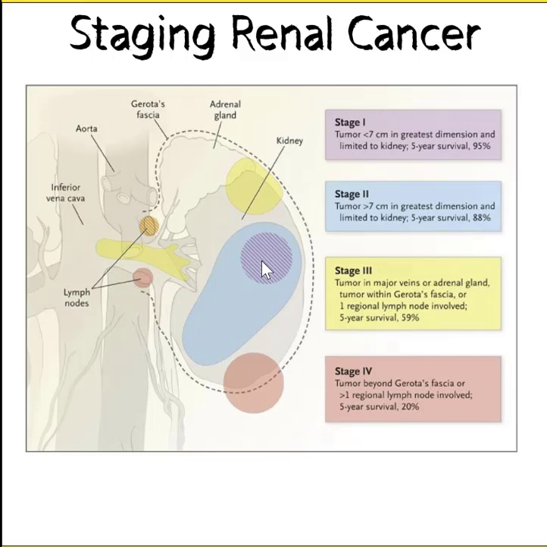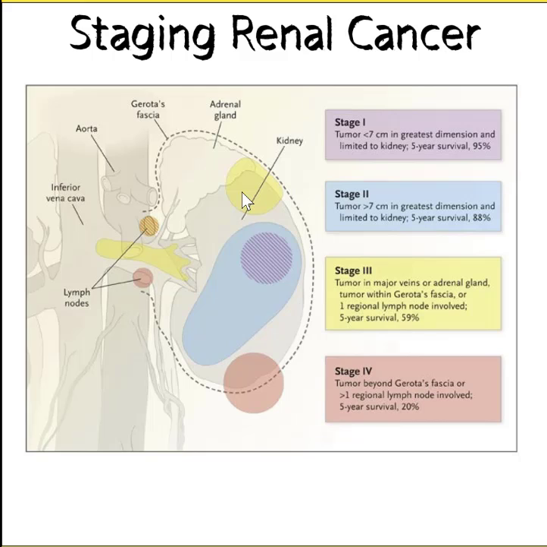Stage 2 then is when we get to a larger than 7 centimeter mass, but it still remains within the kidney. And again, those are actually pretty good survival rates as well, because it's easy to remove the kidney and be done with it. We see the survival rate starting to go down with stage 3 and stage 4, as stage 3 starts to see expansion of the tumor outside of the kidney, but still within Gerota's fascia.